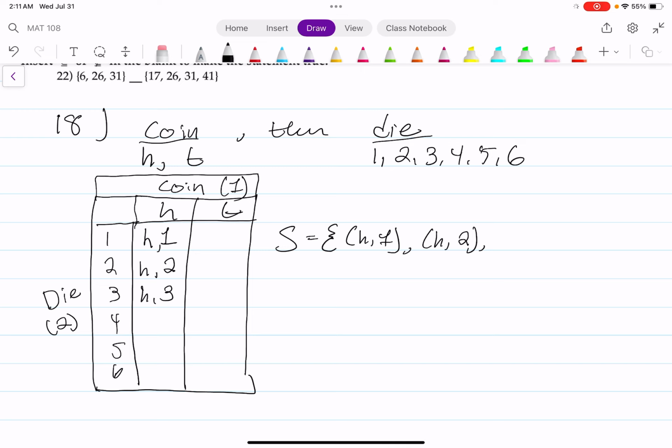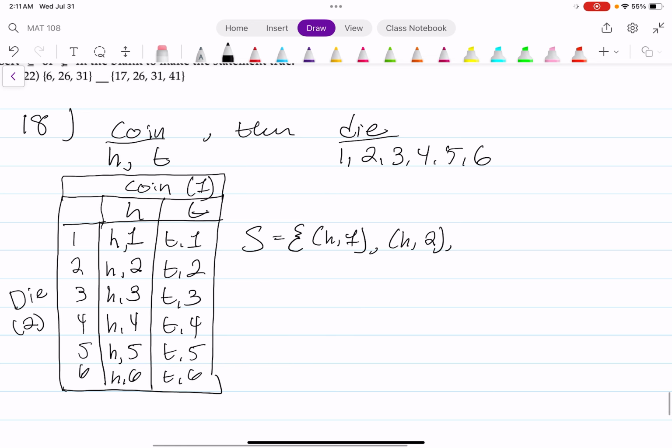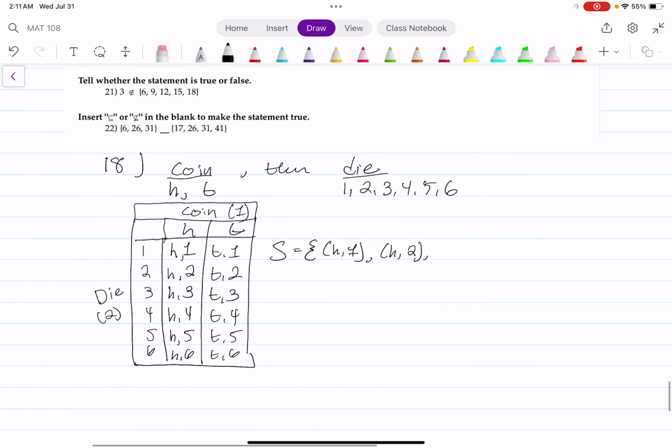Heads, then a 3. Heads, then 4. Heads, then 5. Heads, then 6. And then you can repeat the same thing with the tails. Tails receiving a 1. Tails receiving a 2. Tails 3. Tails 4. Tails 5. And tails 6. So let's list those out.